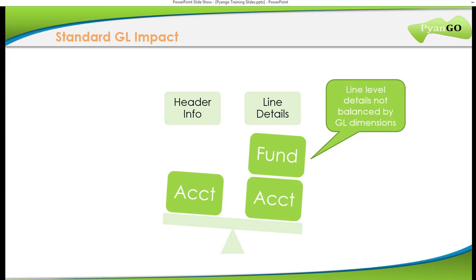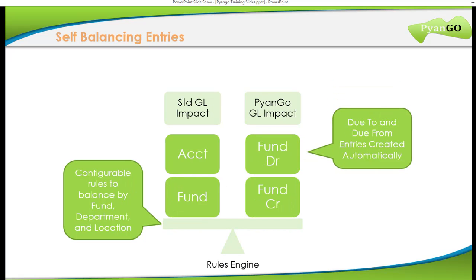When NetSuite posts to the general ledger, it will create journal entries or GL impacts that balance only at the company or subsidiary level. Many nonprofits need to balance upon additional segments, typically for funds. So as you can see in this example, the transaction is unbalanced with respect to the fund. What PyanGo provides is additional GL entries that allow for a proper calculation of net assets by fund and balance sheets by fund. This video covers the in-depth setup for fund accounting.